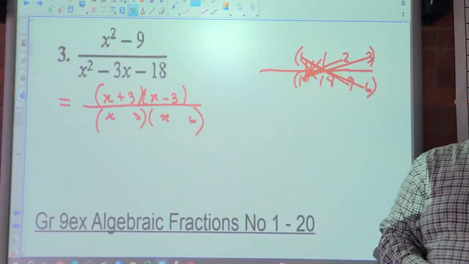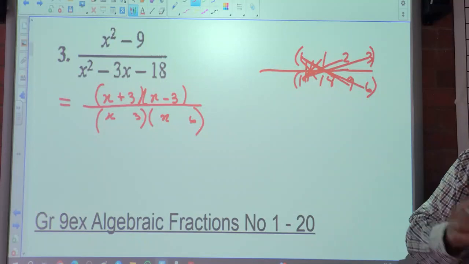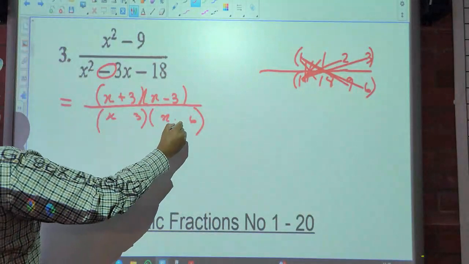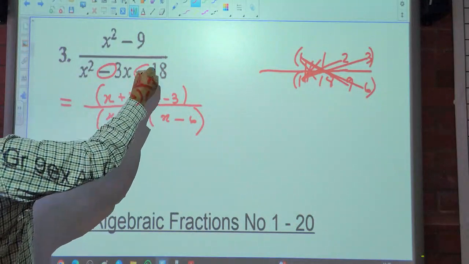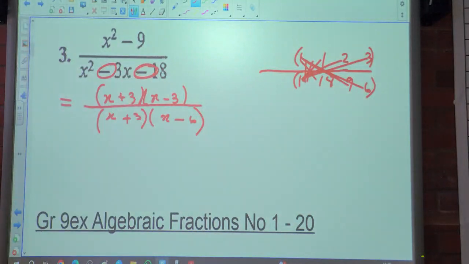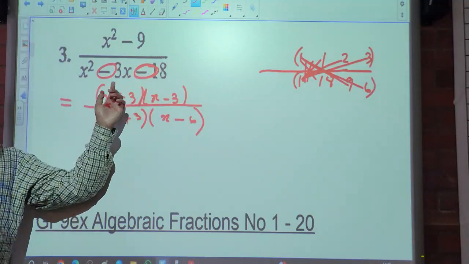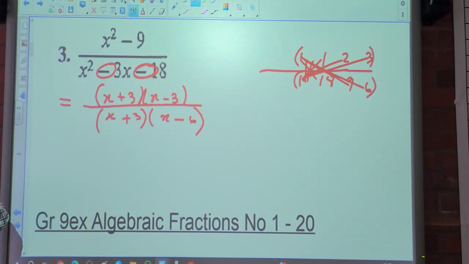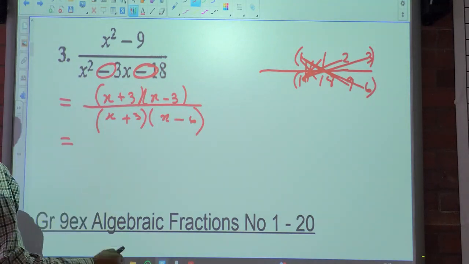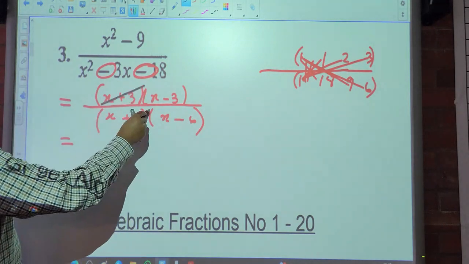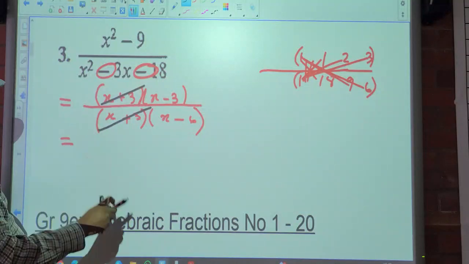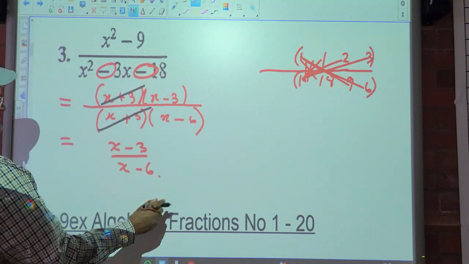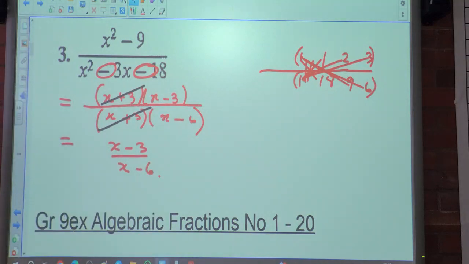Okay. What about our signs? Plus and minus. The bigger one must have the sign of the middle term, which is minus. How did I know plus or minus? Because that is negative. If that had to be positive, then we know the signs must be the same, either both plus or both minus. Okay. But what we notice now, x plus 3 cancels x plus 3. So what are we left with? x minus 3 over x minus 6. Alright.